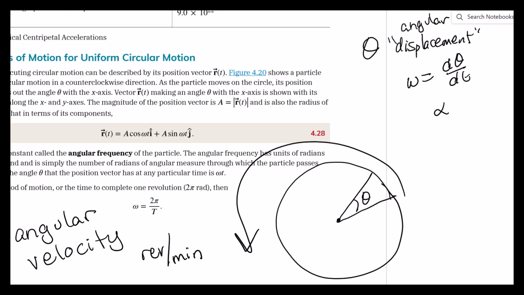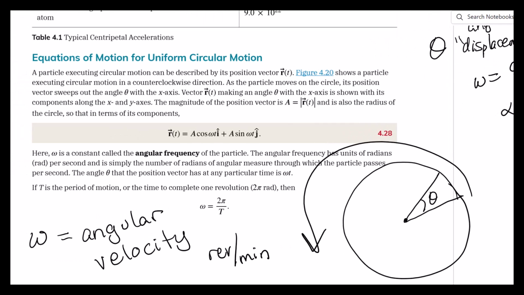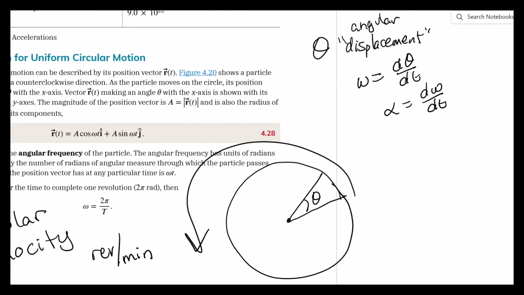You can also get into angular acceleration, which is d omega dt. Not sure if we're getting into that. But these are listed here as your sine and your cosine, and that is assuming that you're measuring everything from a standard place. So I guess what I'm saying is your book is oversimplifying it, but the cosine goes with the x component, and the sine goes with the y component.